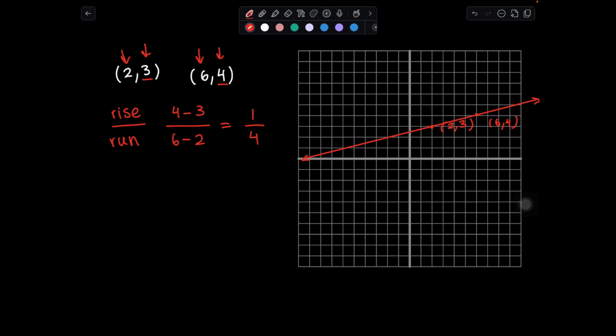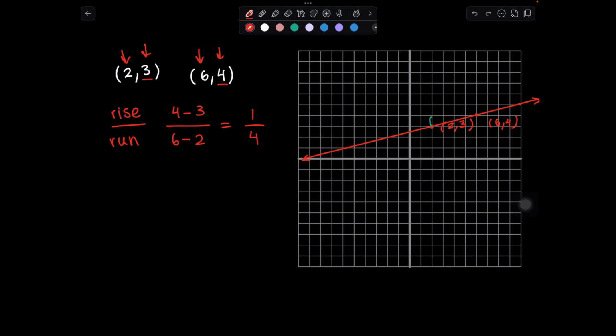What does that mean? It means it goes up by 1 for every 4 that it goes across. So you can see that here. It goes up by 1 and then goes across by 1, 2, 3, 4. Okay, so that's what that means. But it's kind of hard to see it because sometimes you might not have an axis like this. It might not be a nice grid for you to count. So knowing this is important.